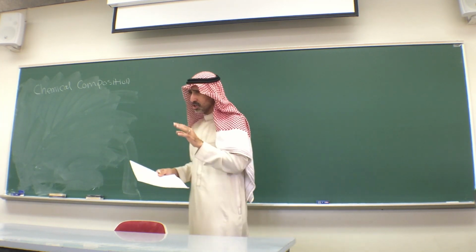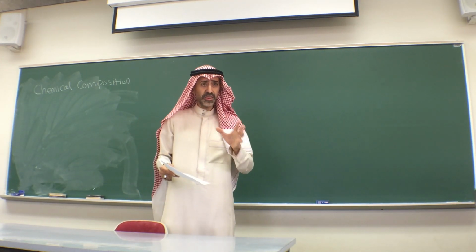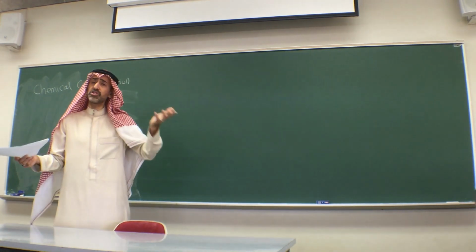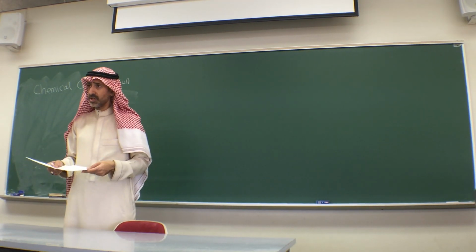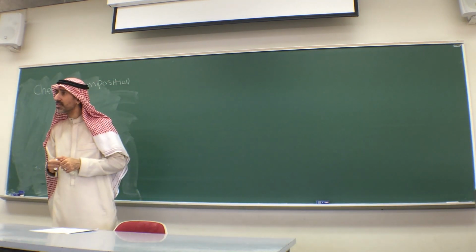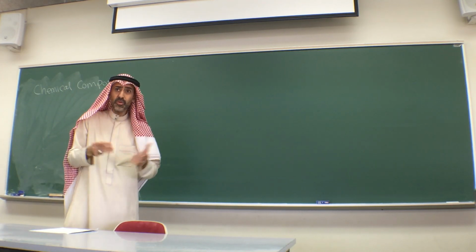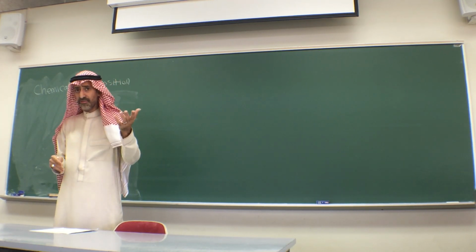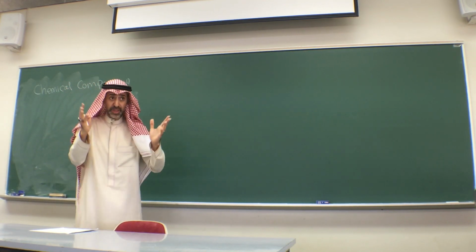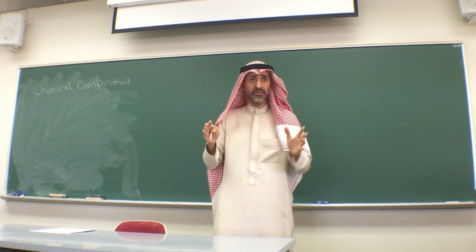لما يكون عندي CH4 totally different than C2H6. Why is that? Not because this is methane and this is ethane. No. The main thing is that here I have what? Two carbon, and here I have one carbon. Here I have four hydrogen. Here I have six hydrogen. So because of the change in the composition, the physical property is totally different.